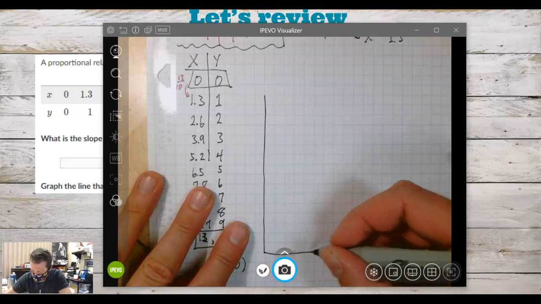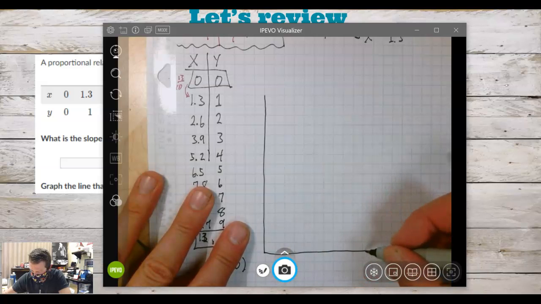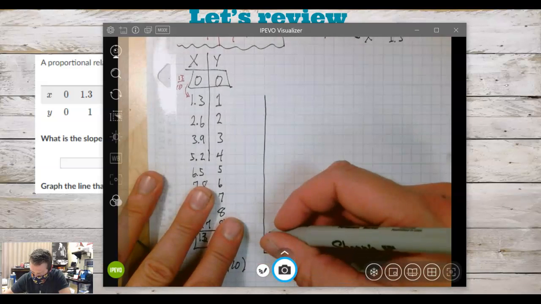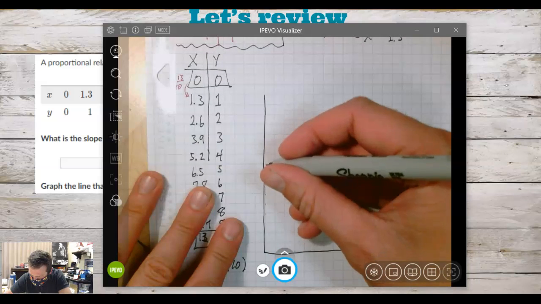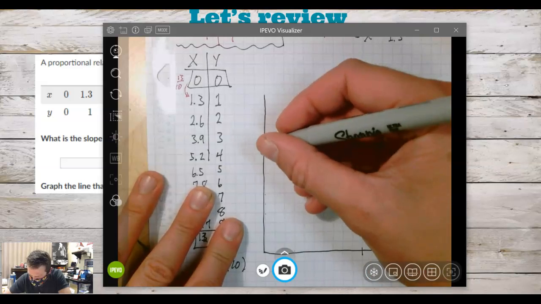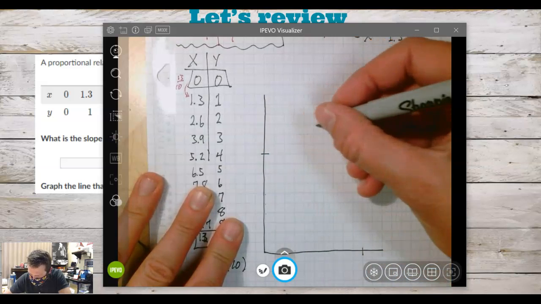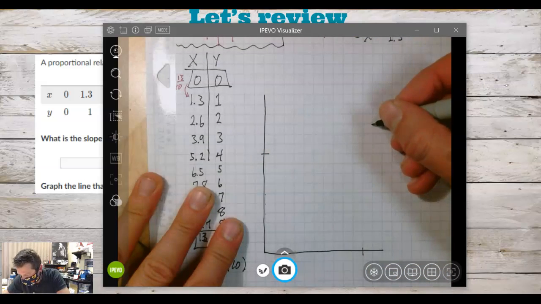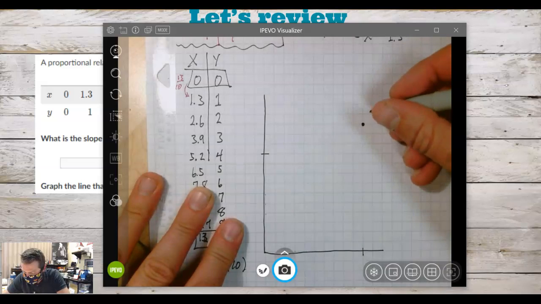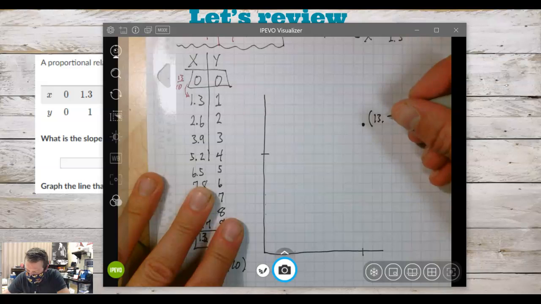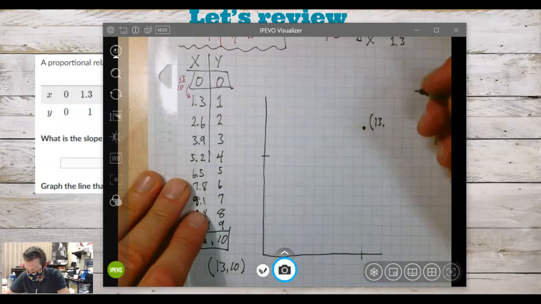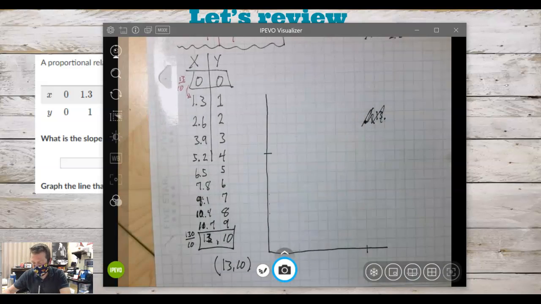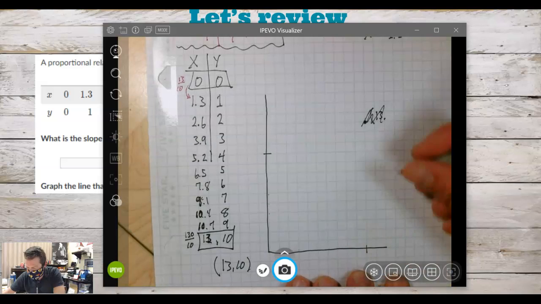1, 2, 3, 4, 5, 6, 7, 8, 9, 10. 1, 2, 3. So we would drop our point at 13. No, sorry, is it 10, 13, 13, 10? Crap! That's in the wrong place. Ignore what I wrote in black. 13, 10.